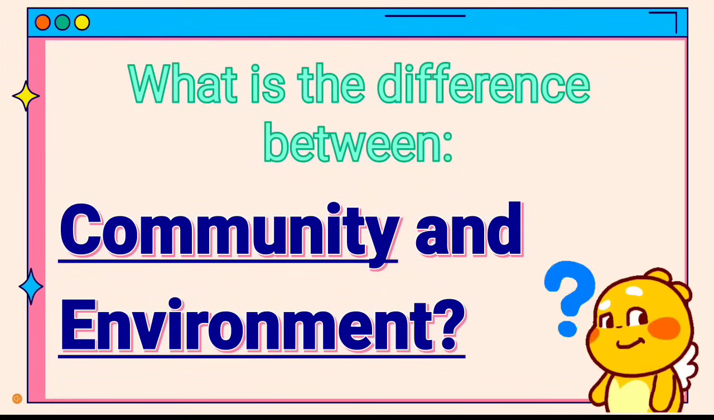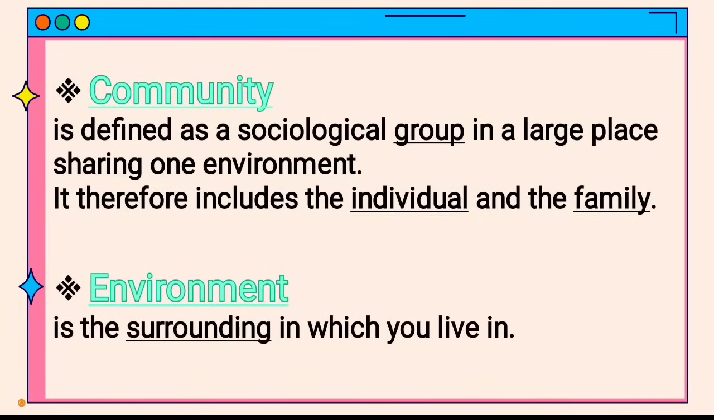First, I want you to try to think about what is the difference between community and environment. Community is defined as a sociological group in a large place sharing one environment. It therefore includes the individual and the family. So a community is composed of you as an individual and your family as a sociological group, and you all share one environment, while environment is the surrounding in which you live in. In other words, environment is the place where you and your family is staying.